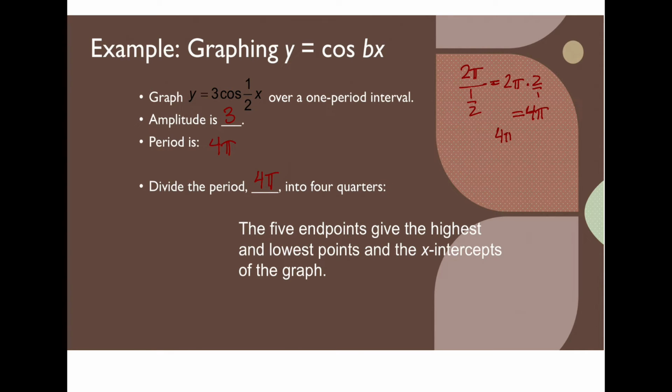So if I go 4 pi and I multiply that by 1/4, we see that each thing is going to be a pi. So we're going to just add pi each time. So starting at 0, I go 0, and then pi, and then 2 pi, and then 3 pi, and then 4 pi. So this is actually a really nice, easy one because it doesn't have any denominators for us to deal with. So those are my 4 quarters there. So the 5 endpoints give the highest and lowest points and the x-intercepts of the graph. So let's look at graphing it.